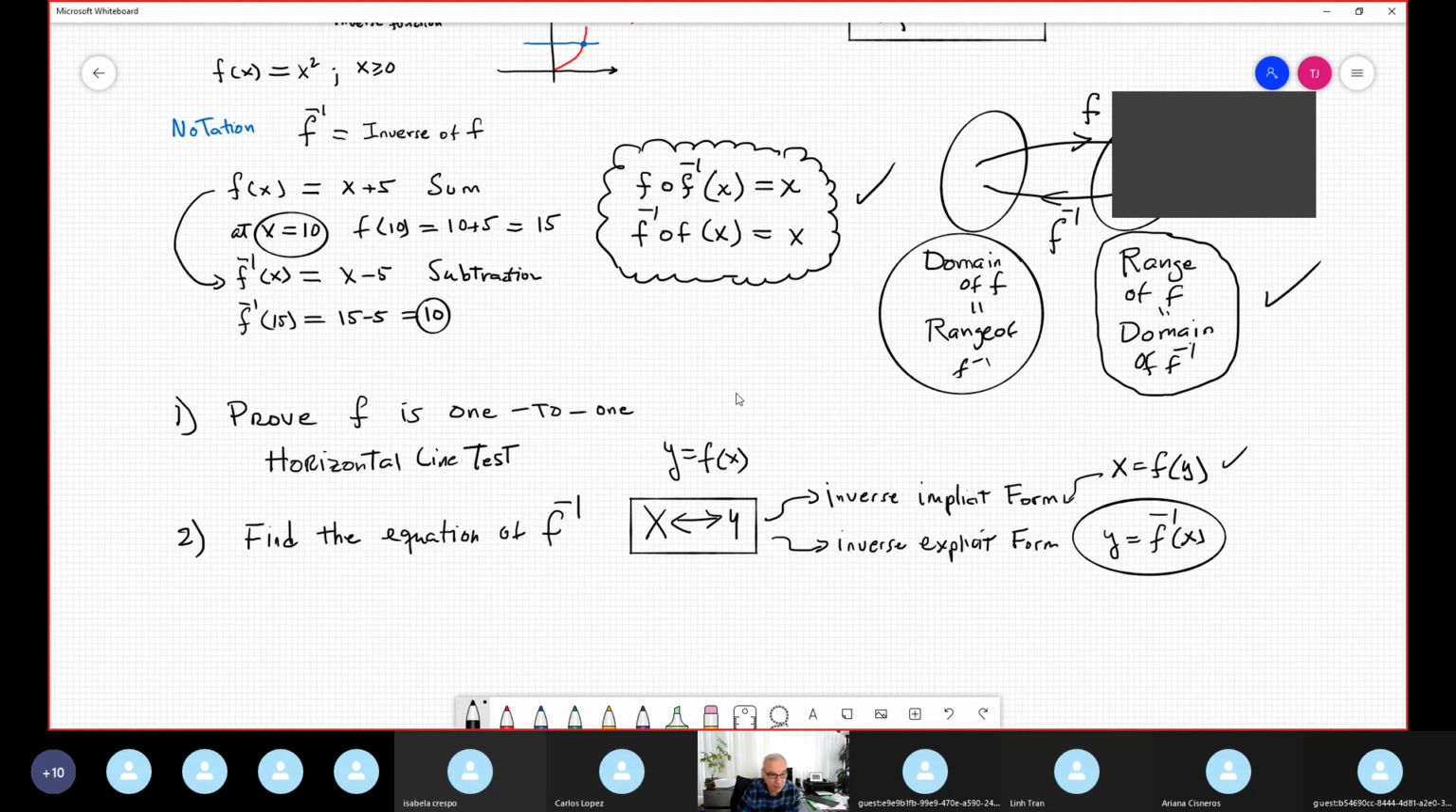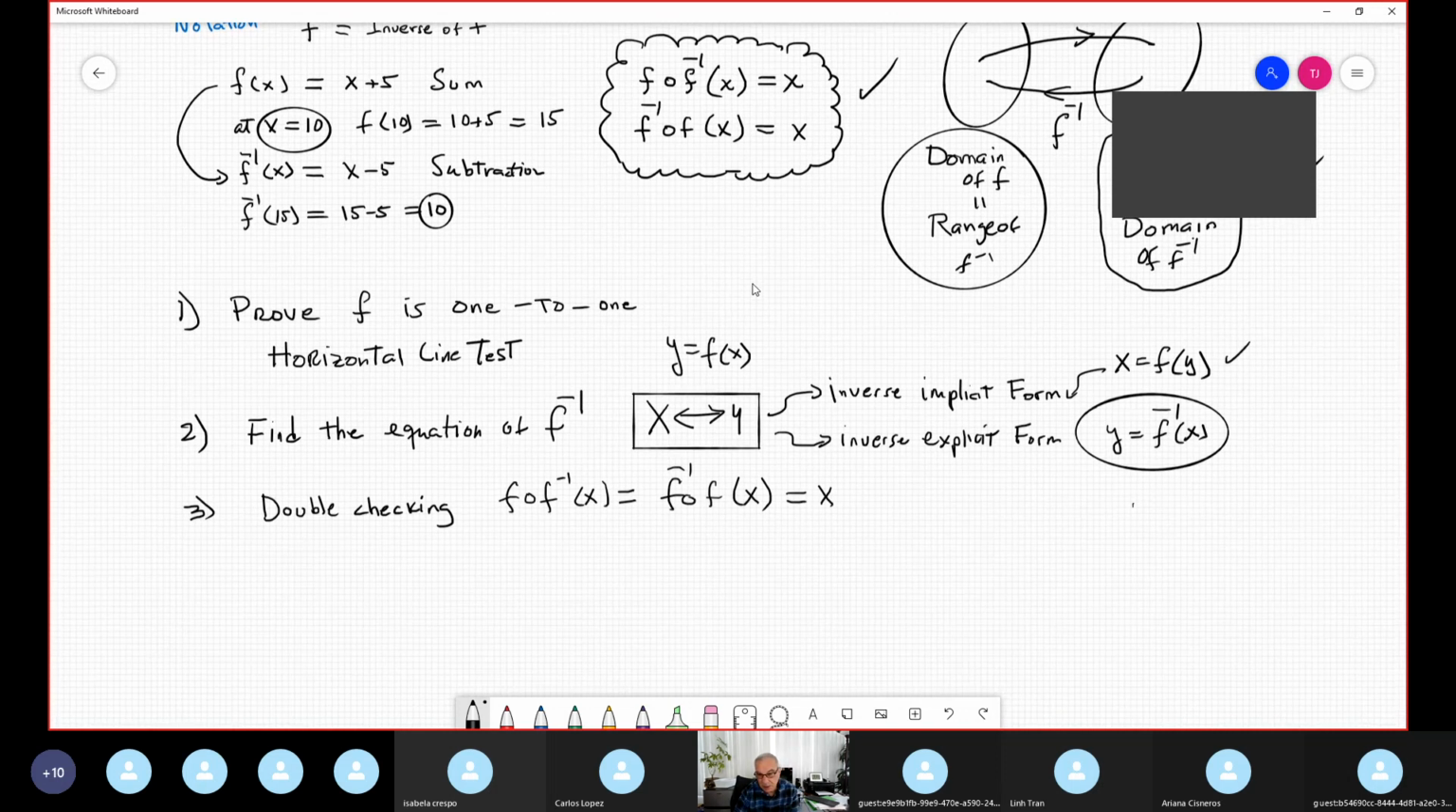Okay, step number 3 in the analysis, of the 5 steps we have, is checking, double checking. What is the double checking? The double checking is that the formula composition in both directions is the same. Unbelievable, but it's true. It does not always happen, but in this particular case it happens, and the result is also the identity function. Remember, the identity function is a function where X and Y are the same. So Y equals X is a line, no?